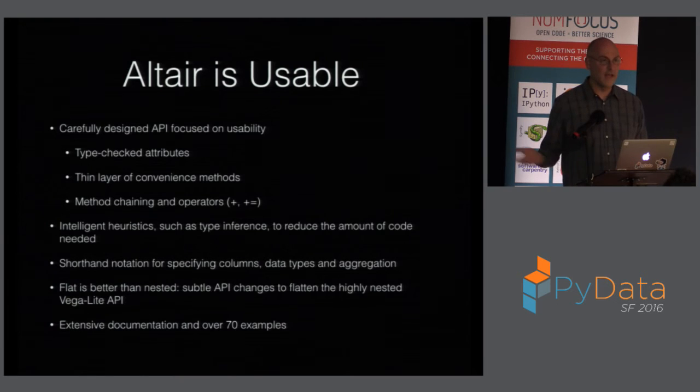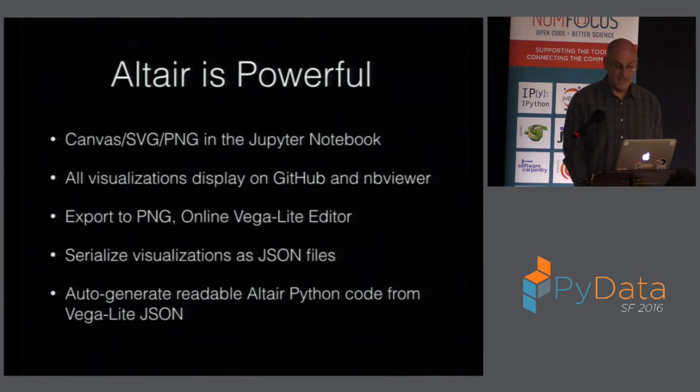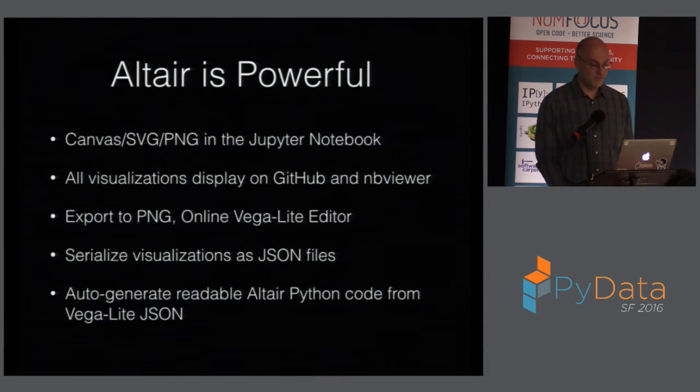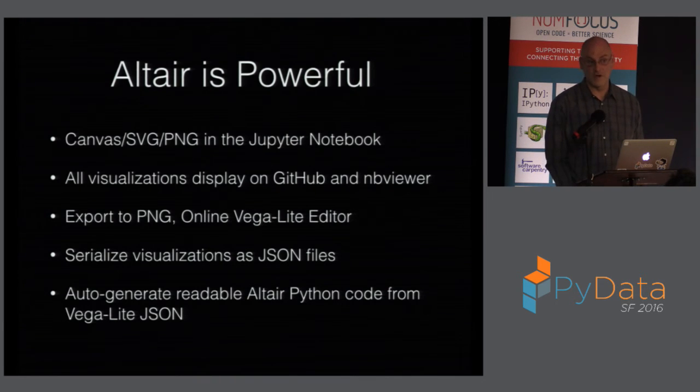Altair and Vega-Lite also come with a large number of data sets similar to ggplot2, and so we ship those as well. Altair is powerful. In the Jupyter Notebook, Altair can produce Canvas, SVG, or PNGs. All the visualizations in the Jupyter Notebook will also show up in your notebooks when they're rendered on GitHub or NBViewer. You'll see here in some of the demos, there's a button to just click in the notebook to download as PNG or open the visualization in the online Vega-Lite editor.